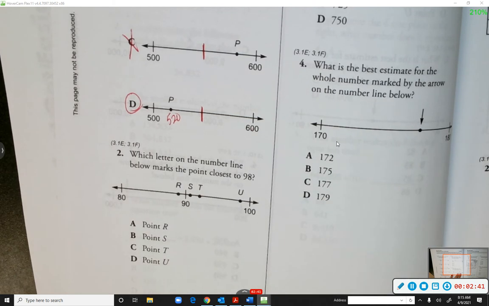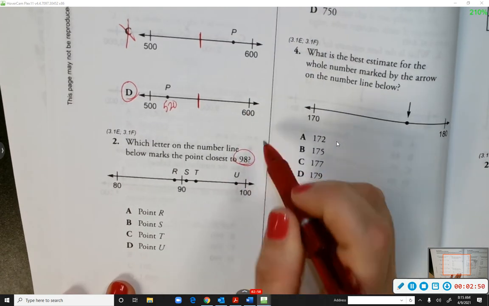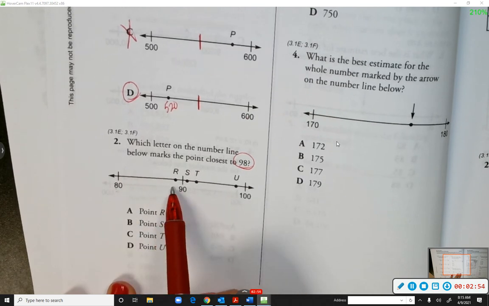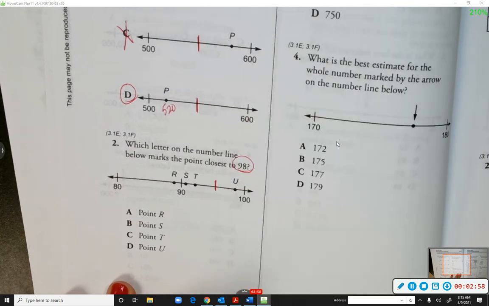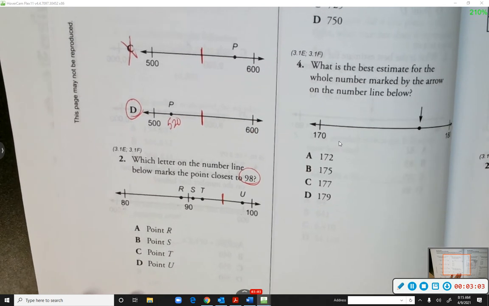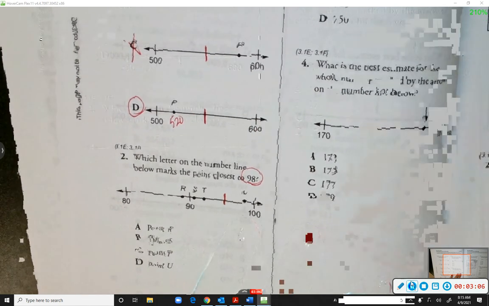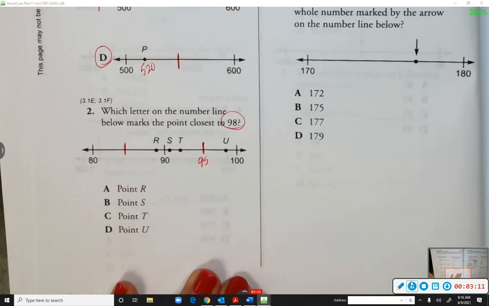Okay. Number 2. Which letter on the number line below marks the point closest to 98? Okay. So I'm skipping by tens, right? 80, 90, 100. So what would be right about here in the middle? Kelsey? Okay, good. So 95. What would be right here in between 80 and 90?